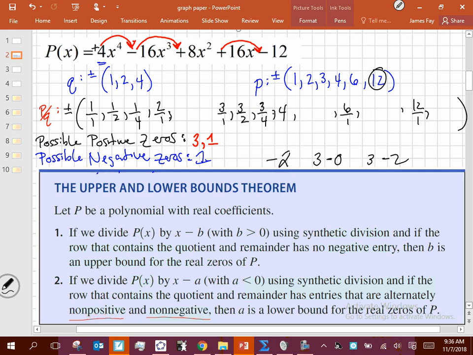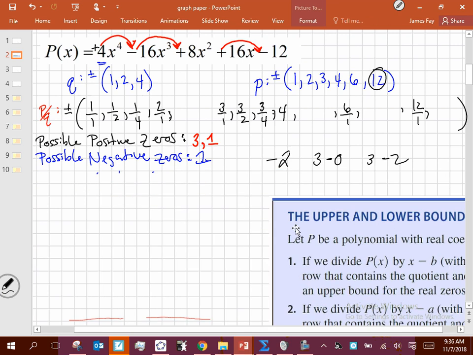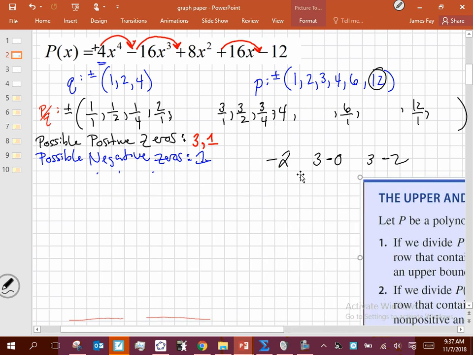If I put a negative number in the box, it's going to be a lower bound. And with a lower bound, I'm looking for alternating signs. That's how I link things together in my head. I don't remember it word for word, but try to make those associations. If we've got those beside us, or we're making those associations, we should be able to get started with this.